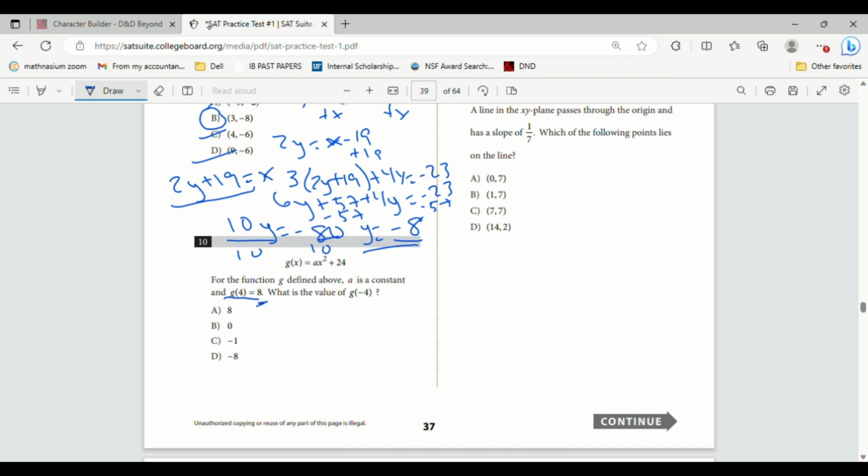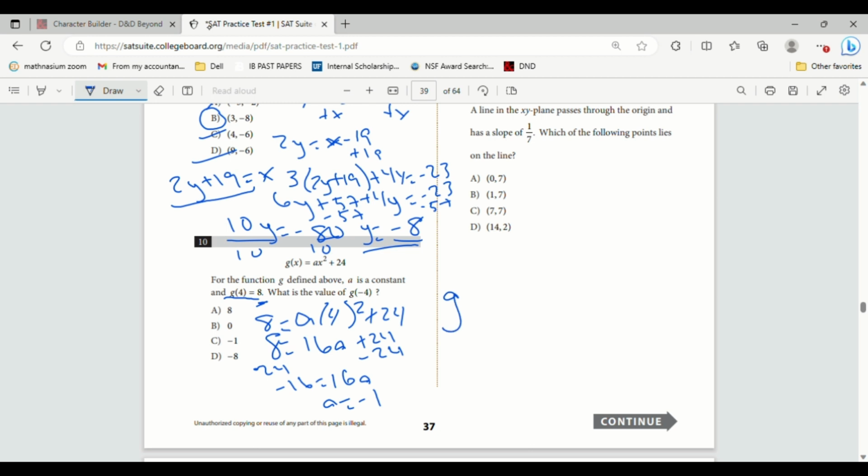So what that means is that with this equation above, when I plug in 4 for x, I'm going to get 8. So 8 must equal a, which we'll solve for right now, times 4 squared plus 24. So 8 equals 4 squared is 16 times a, plus 24. Minus 24, minus 24, we get negative 16 equals 16a. So a equals negative 1. That means that now we're going to plug that back into our original equation.